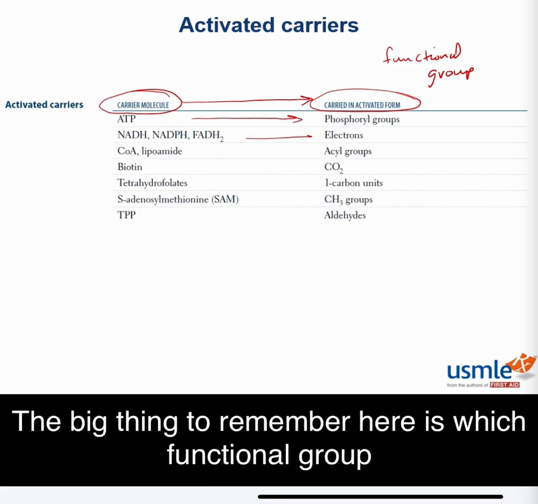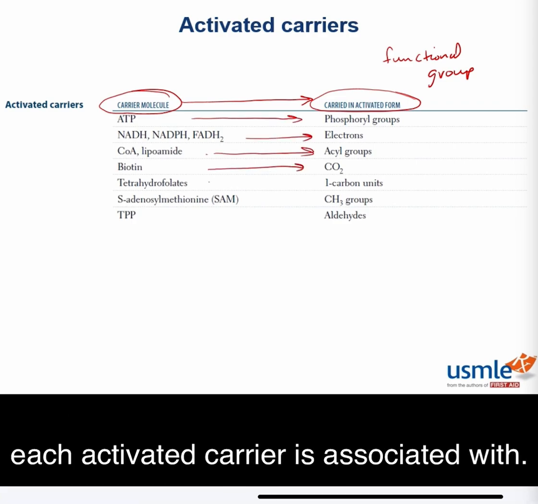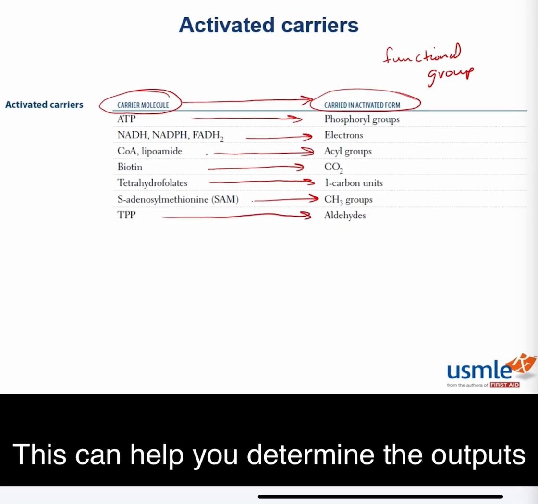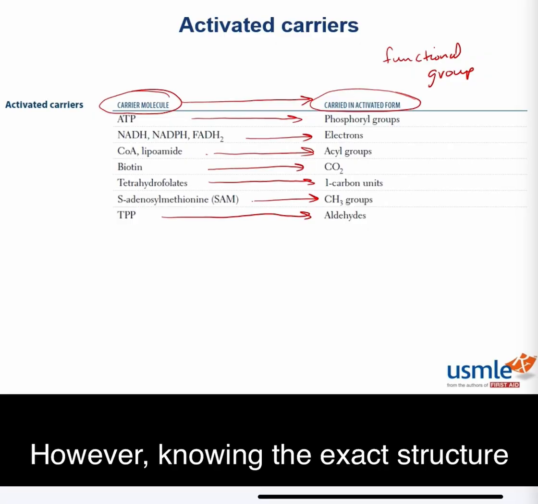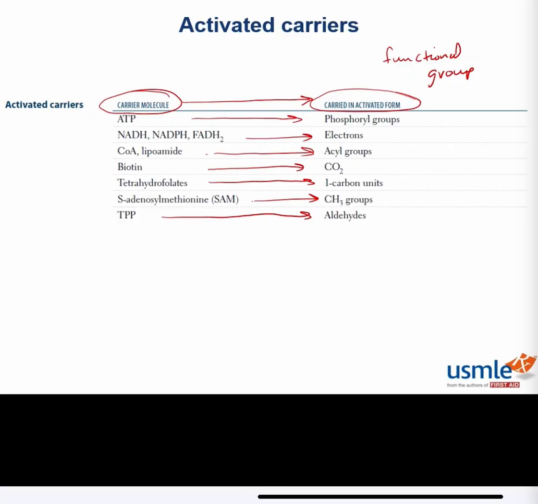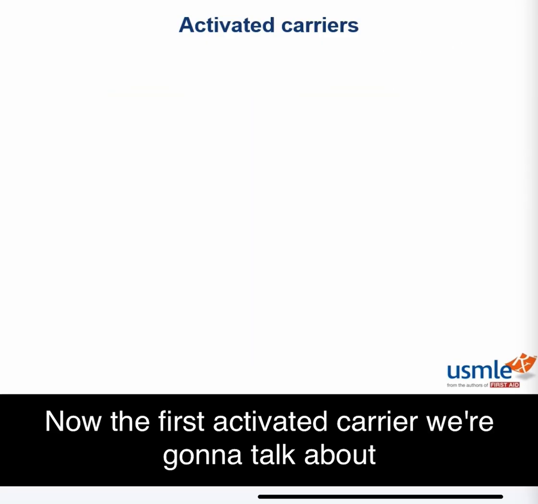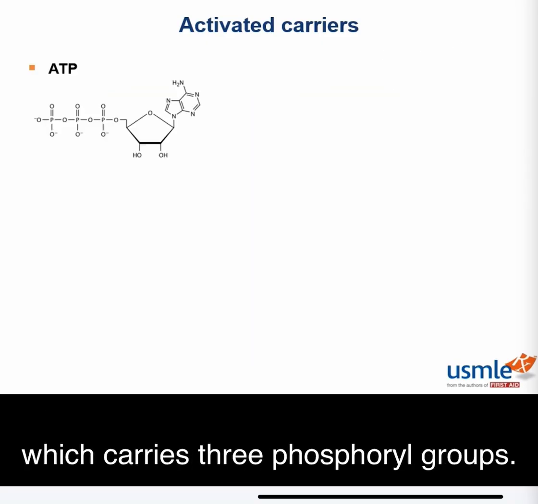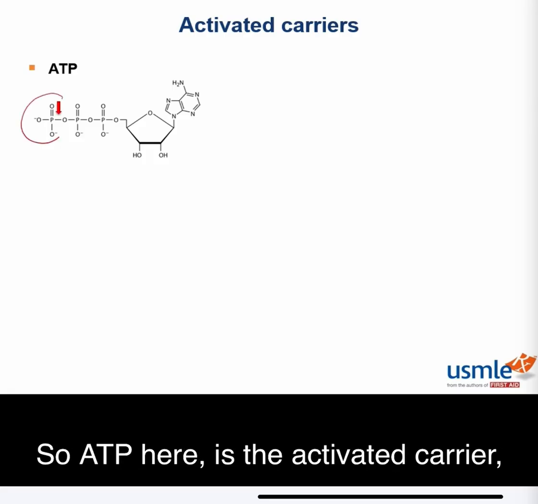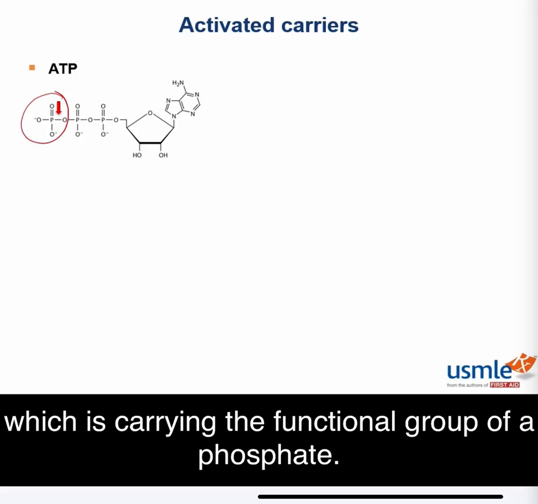The big thing to remember here is which functional group each activated carrier is associated with. This can help you determine the outputs of each metabolic reaction. However, knowing the exact structure is not all that important. Now, the first activated carrier we're going to talk about is adenosine triphosphate, which carries 3 phosphoryl groups. So ATP here is the activated carrier, which is carrying the functional group of a phosphate.